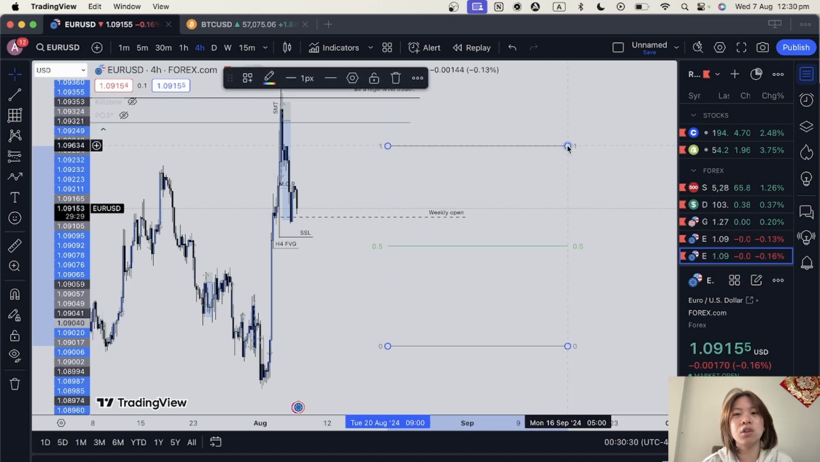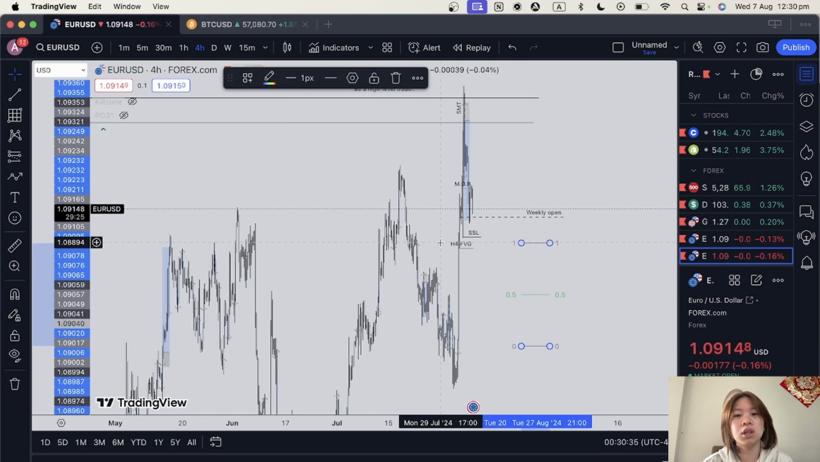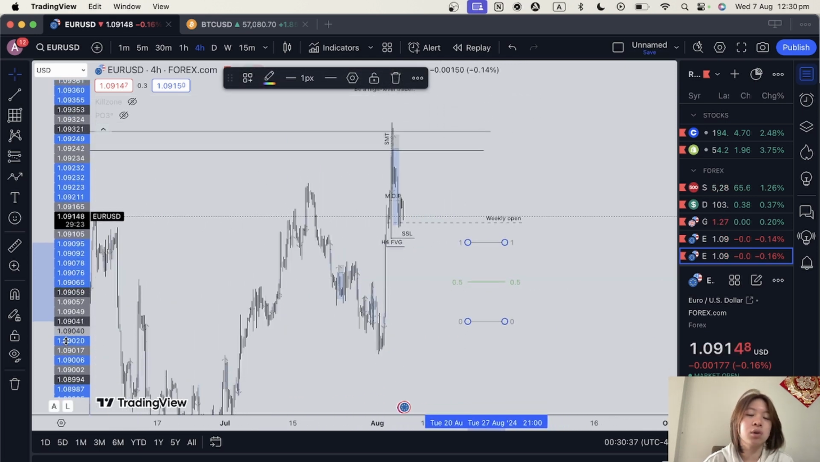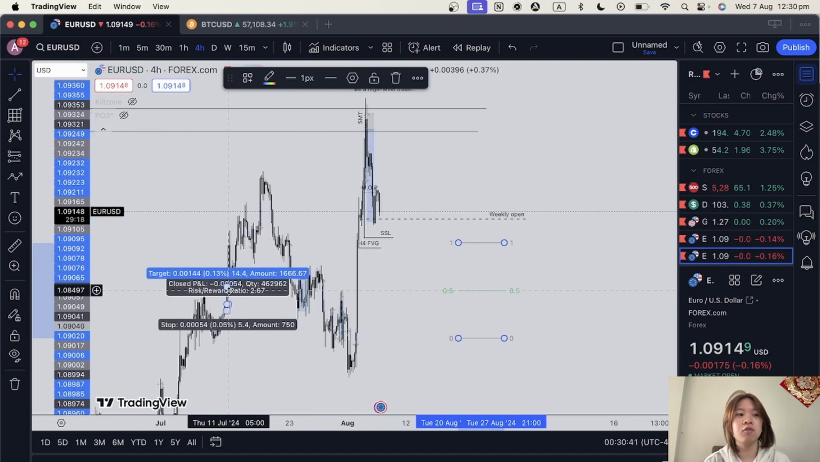But this is definitely not just a confluence, or your whole trading strategy, or at least not my trading strategy. It's just part of something that I use to form my context and to see where price is at, and what price is likely to do next.